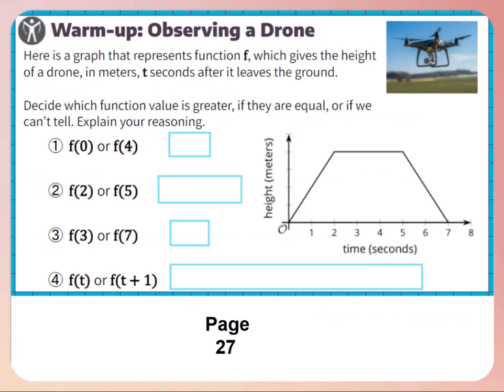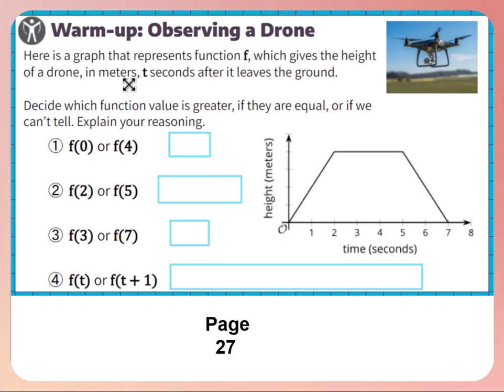Let's start on page 27 with the warm-up. Here's a graph that represents the function f, which gives the height of a drone in meters. We're looking at the height on the y-axis. That's going to be our output. Our input is time in seconds. After the drone leaves the ground, we're going to start at 0 and we're going to start timing it.